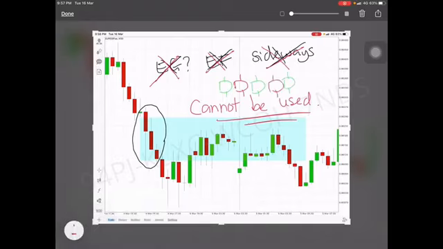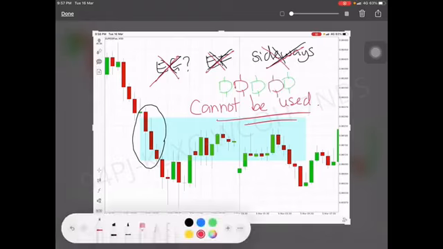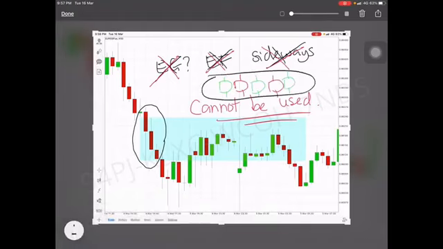Okay, so this is sideways. This is sideways. Okay, so there is no trend, so you cannot use this zone. Don't entry at this zone because it cannot be used. Okay, you understand? Yes. Is it clear?